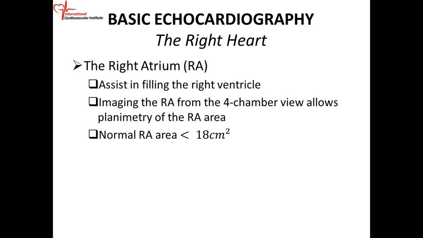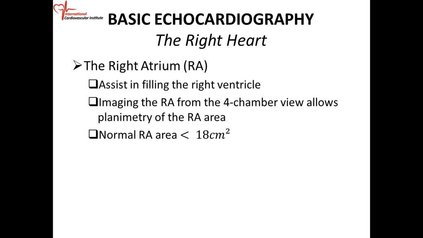All right, so those are the methods we use to evaluate RV systolic function. A routine echo should always include one or two methods of evaluating RV systolic function: TAPSE or S prime. If it's abnormal and you want to use IMP or fractional area change, then you can do that. But a routine echo should have at least one or two methods of evaluating RV systolic function.